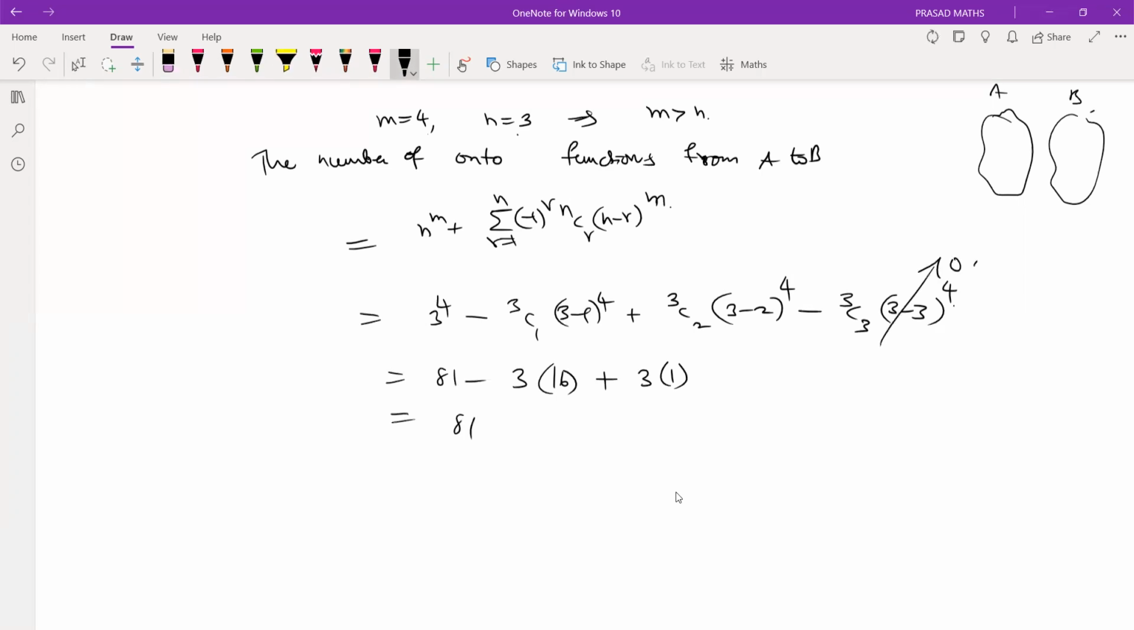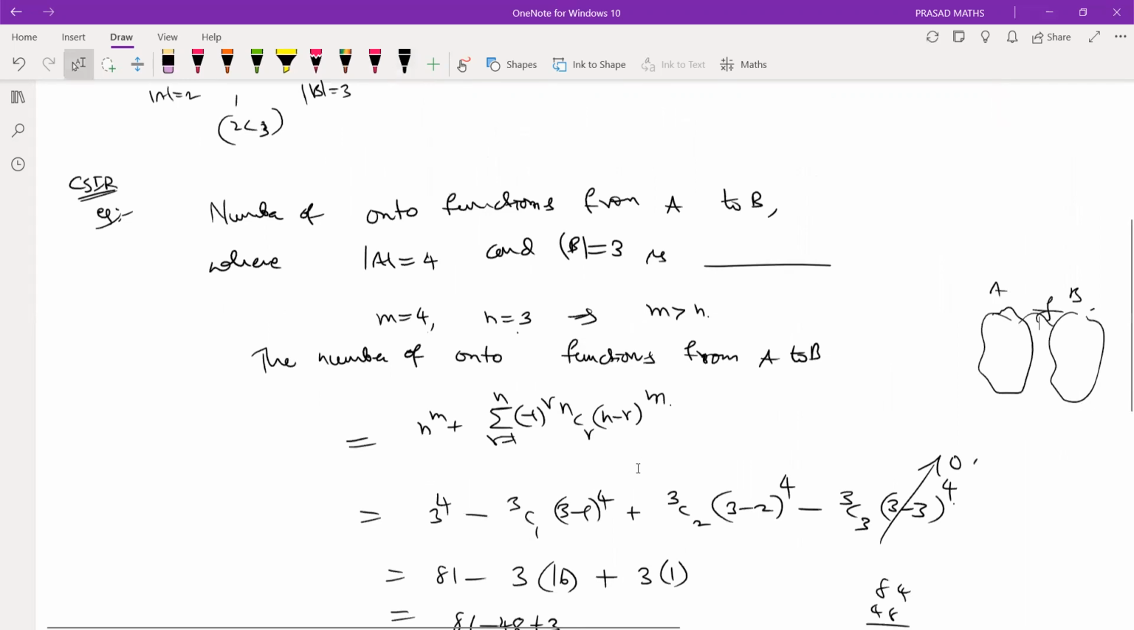So 81 minus 48 plus 3. So 84 minus 48. What is this? 36. So the number of onto functions from A to B is 36 in total.